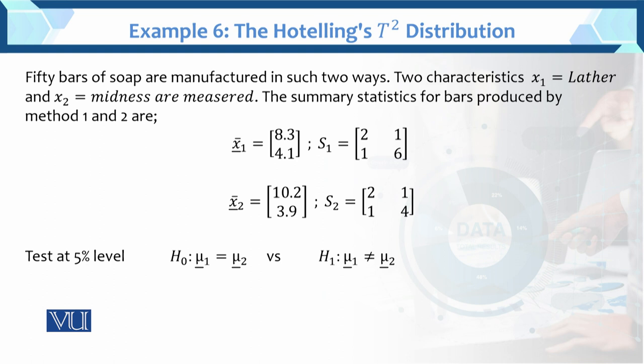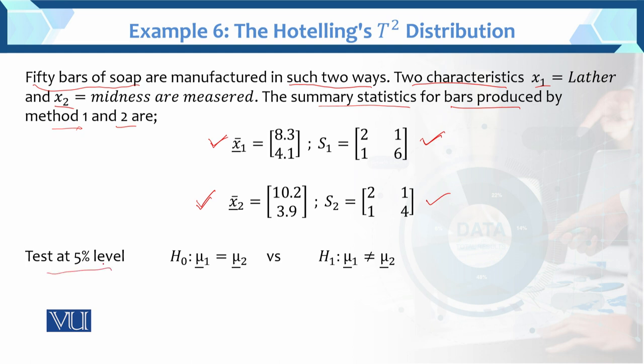Now the example is: 50 bars of soap are manufactured in two ways. Now the two characteristics are x1 and the second characteristic is x2. The summary statistics for bars produced by method 1 and method 2. This is the x bar 1 and S1, x bar 2. This is the soap 1 characteristics and this is the soap 2 characteristic. Here is the sample S1 and this is the S2.